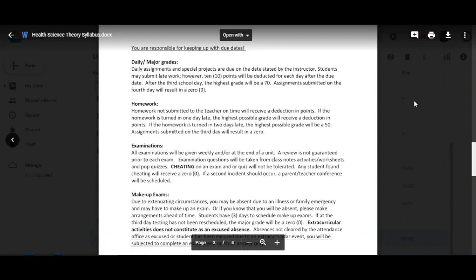Homework. Homework not submitted to me or Miss Whitlock on time will receive a deduction in points. If the homework is turned in 1 day late, the highest possible grade will be a 70. If it's turned in 2 days late, the highest possible grade is a 50. If it's turned in on the third day, it will result in a 0.